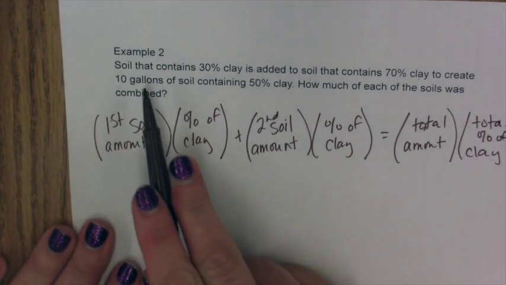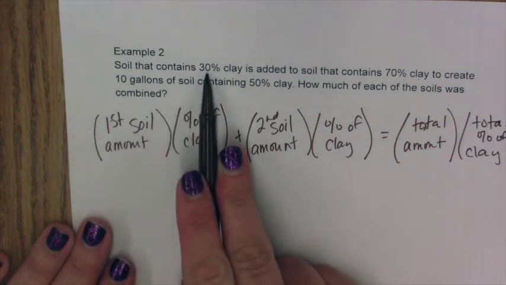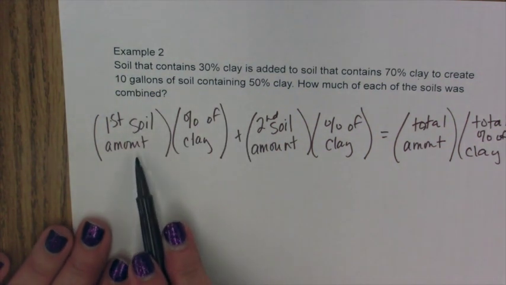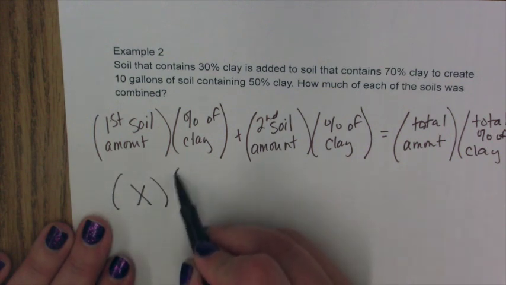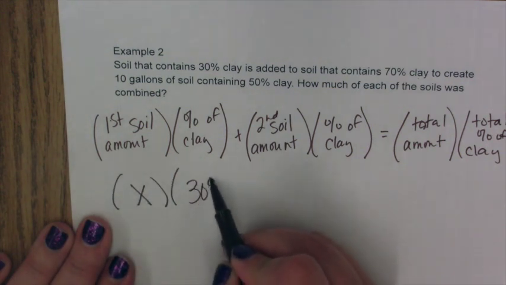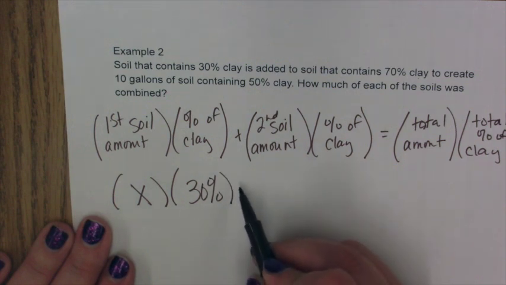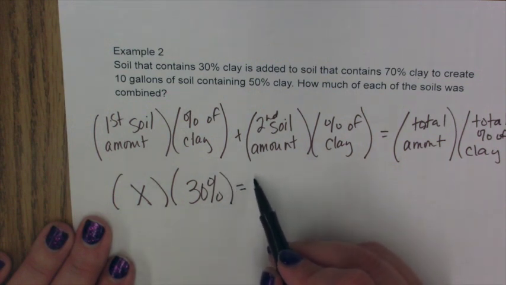Okay, so let's go back to our problem. It says that a soil contains 30% clay. So we don't know how much soil, so I'm going to go ahead and give it a variable. But I do know that this is 30% clay. I don't know this amount either.